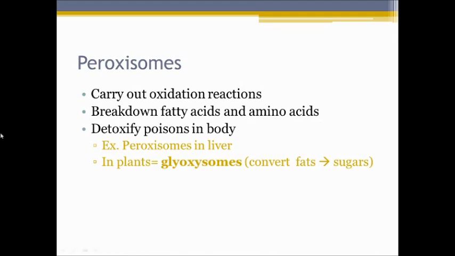And they're called that because one of the main free radicals that is formed from the breakdown of fatty acids and amino acids is hydrogen peroxide. So peroxisomes, like peroxide.